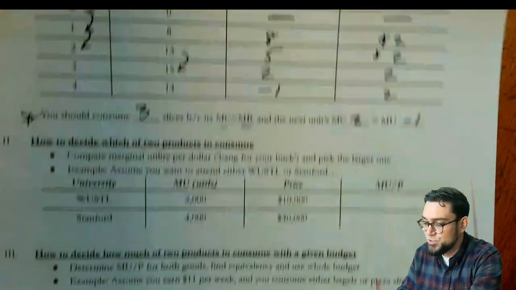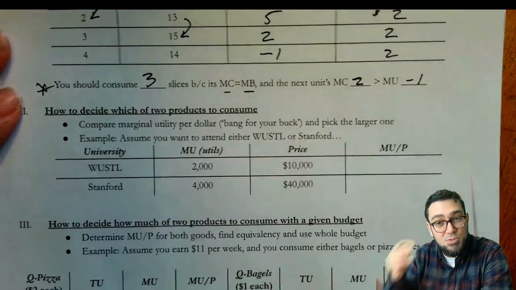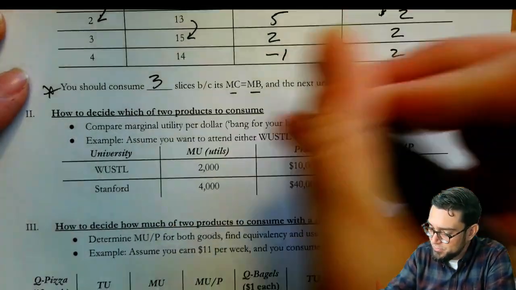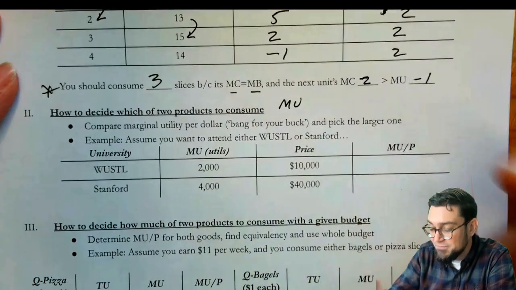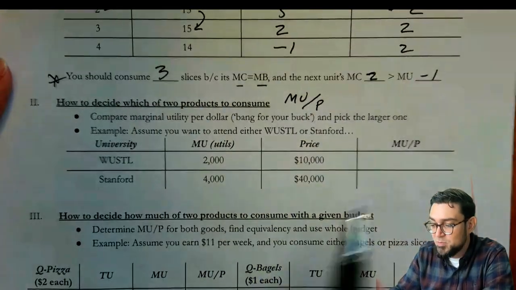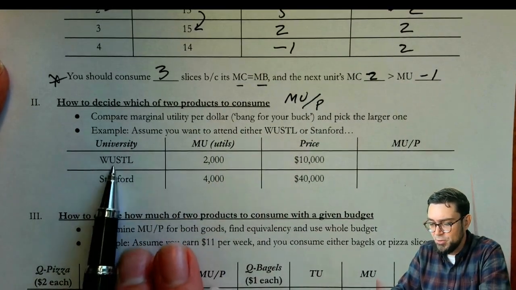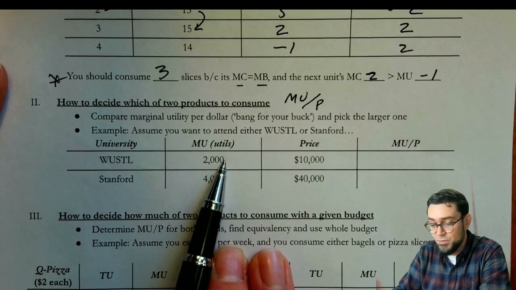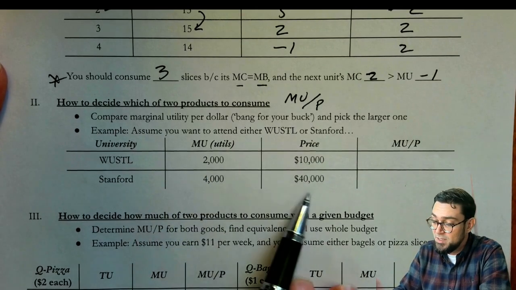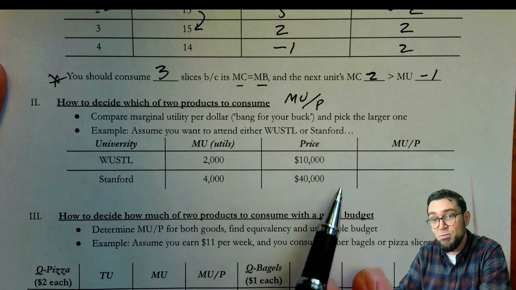Now, how to decide which 2 products to consume? We compare marginal utility per dollar. Sometimes you've probably heard the phrase bang for your buck. Another way to think about this is like the marginal utility of the last unit that you consumed divided by the price of that product. And so if I was kind of thinking about between 2 choices, you go to WashU or Stanford, MU of going to WashU is 2,000, Stanford's 4. But maybe I get a really great scholarship at WashU, but not so much at Stanford. So I'm going to figure out what's their MU over P.